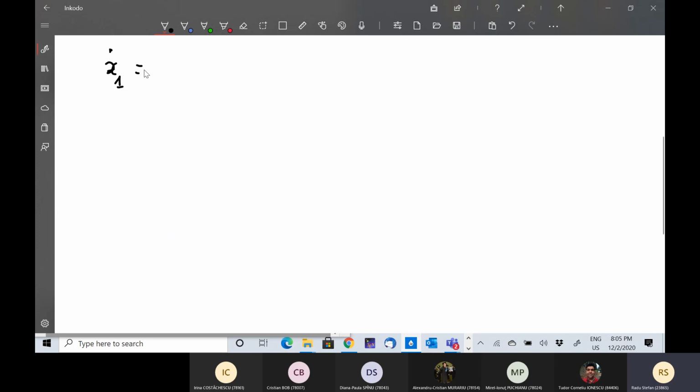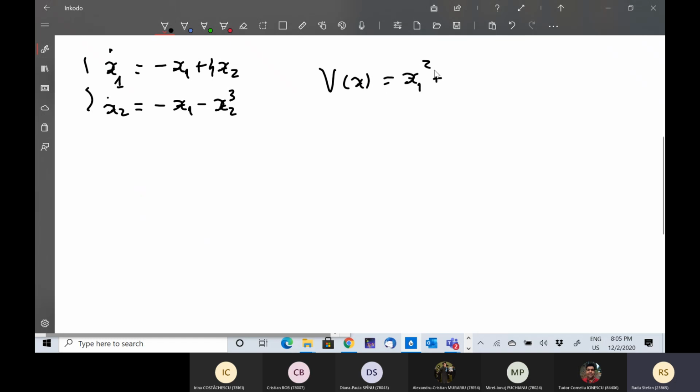x1 dot equals, it's a polynomial one, minus x1 plus 4x2. I hope to see this right on the paper. Yeah, I'm seeing it now better. x2 dot equals minus x1 minus x2 to the third power. And the proposed Lyapunov function candidate is V of x equals x1 squared plus, we have a parameter here, a x2 squared.